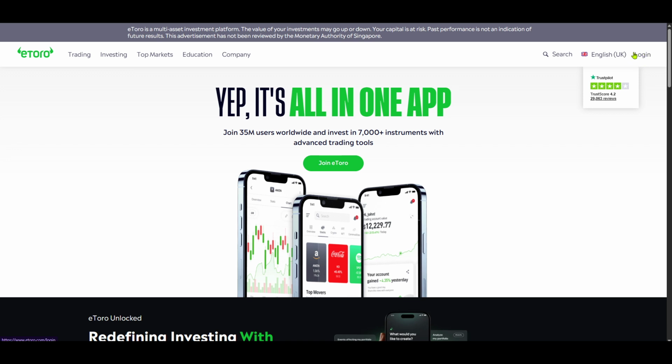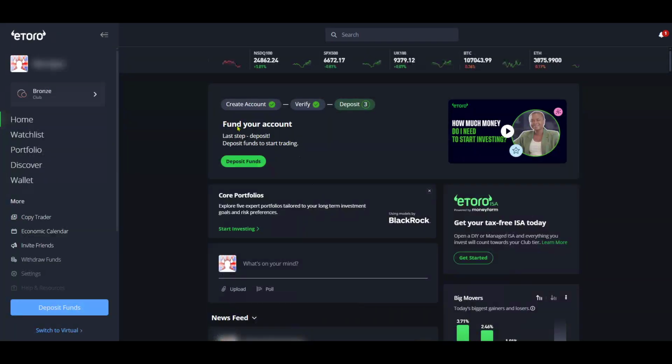Once logged in, you're directed to the home page. Here, take a moment to familiarize yourself with the dashboard. This will make it easier for you to navigate through different sections of the platform. Now, let's move on to the main task.